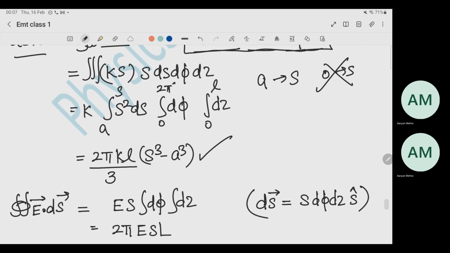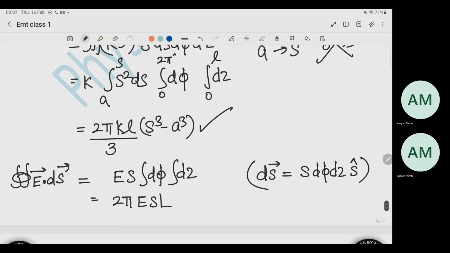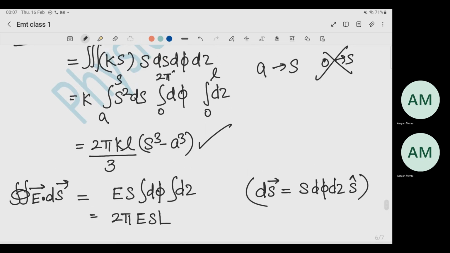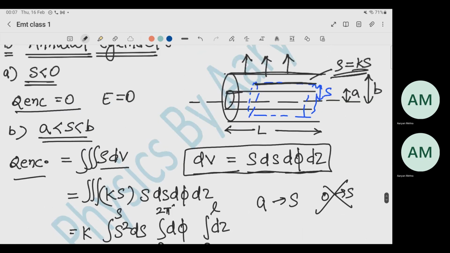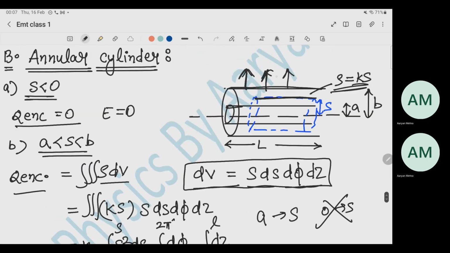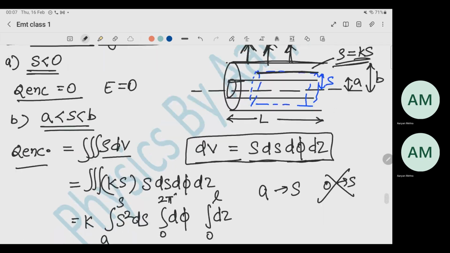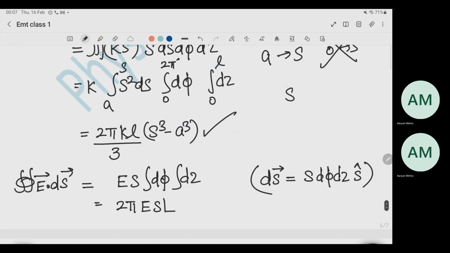And what is your ∮E·dS? Here we are assuming that E is cylindrically symmetric because your charge density is cylindrically symmetric. It means it is perpendicular to the axis. Okay, it is cylindrically symmetric. It is along the ŝ direction, right? So what is your dS vector along ŝ? It is s dφ dz. Just putting in the numbers E, s, dφ, dz, you will get 2πEsL. L is the length of your cylinder.